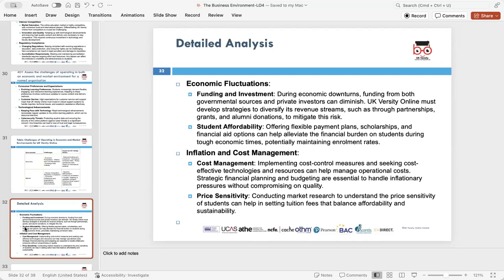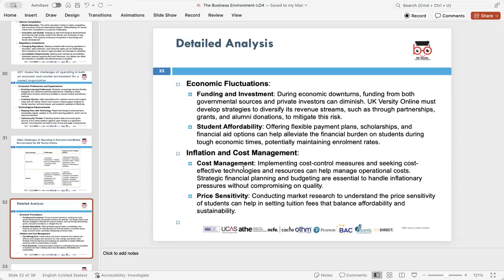Economic fluctuations, funding and investments, student affordability. Offering flexible payment plans, scholarships, and financial options can help reduce the financial burden on students during economic hardships. Providing these options can help maintain enrollment rates by making education more accessible to students facing financial difficulties.